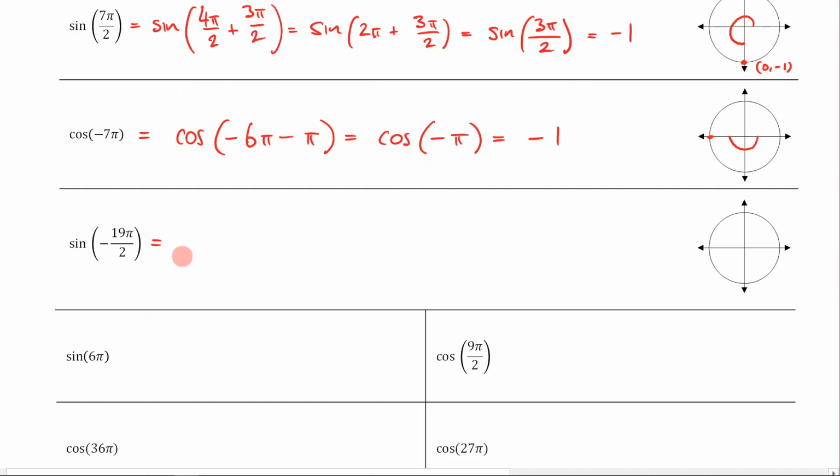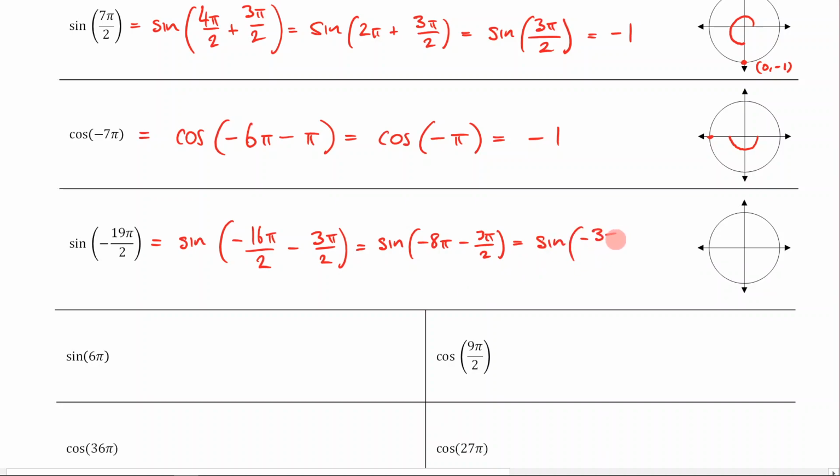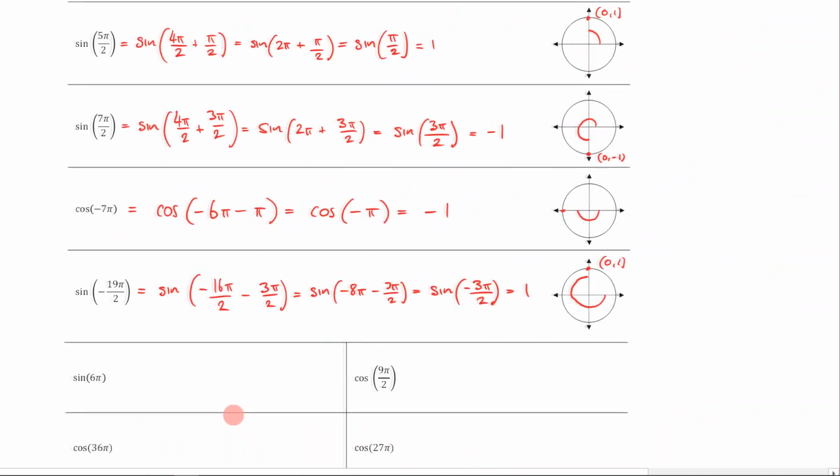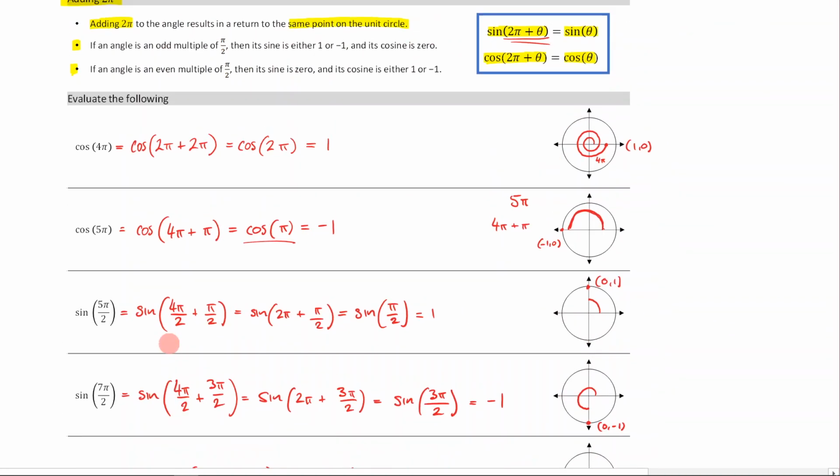And then same to here, what can I break this up into? I'm going to have to break it up into sine of negative 16 pi on 2 minus 3 pi on 2, because that will give me sine of negative 8 pi, negative 3 pi on 2. This is an even number, so that means I can rewrite it as this. And I know that is going to mean I start here, I go all the way to here, which is going to take me here, which is 0, 1, which means my answer is going to be 1. Perfect. So hopefully all that made sense, and you really just get an intuitive understanding of what it means when we're plussing 2 pi to things.